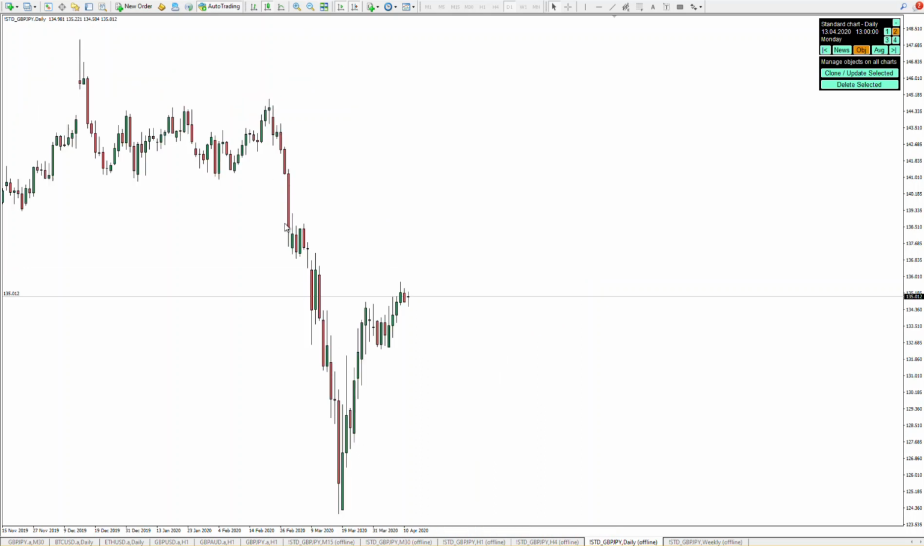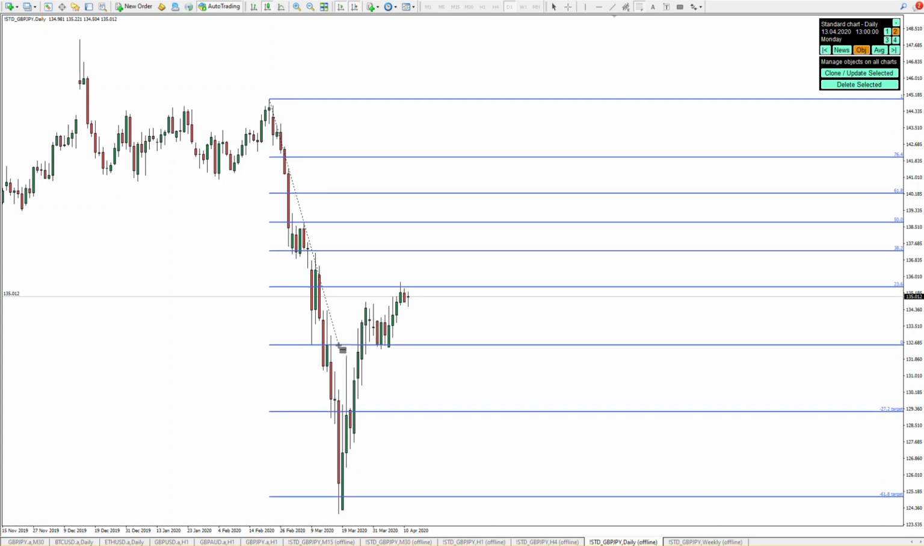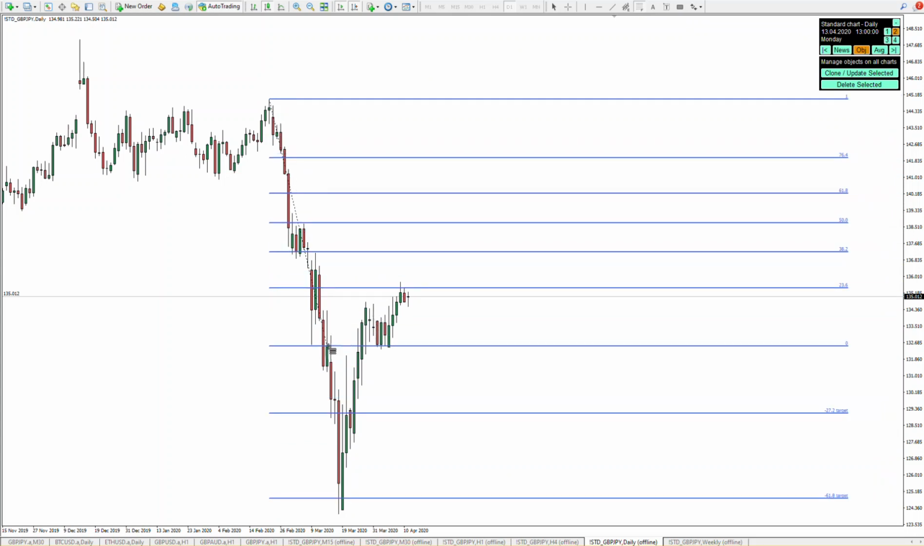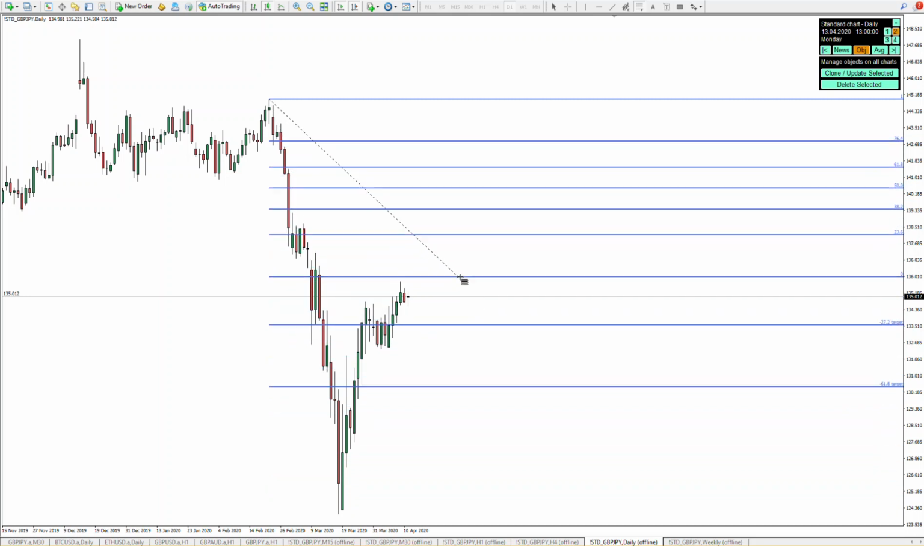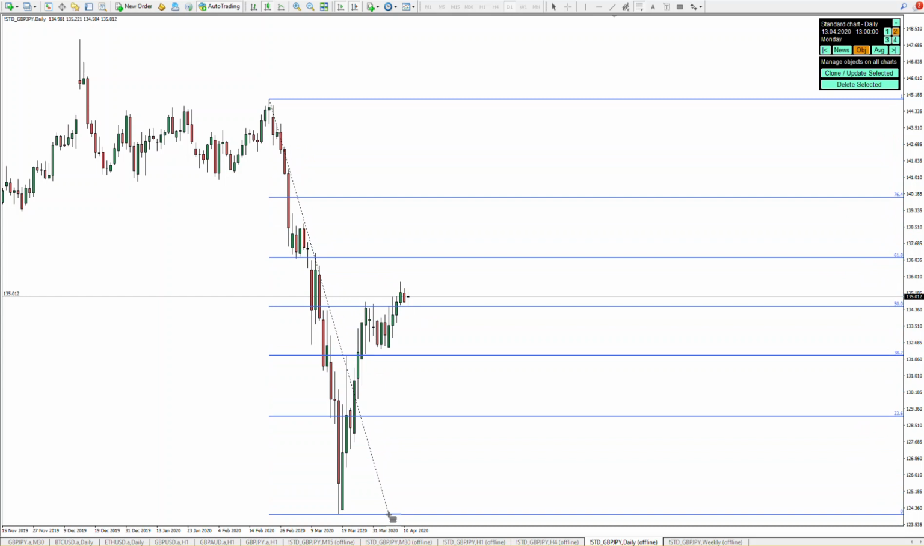What we see is the structure is bearish from here. Because if we put this as the high, well, possibly, yeah, I would say this is still bearish.